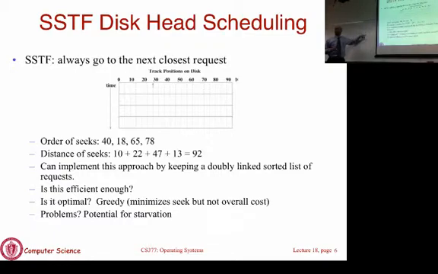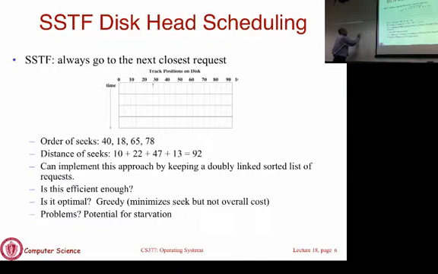This one, 30 minus 18, is 48 tracks away, no, 12, and 65 is 35 tracks away. So 40 is the closest one. So you go to 40 and service that request. So that's done. You still have three requests outstanding, which is 18, 78, and 65.